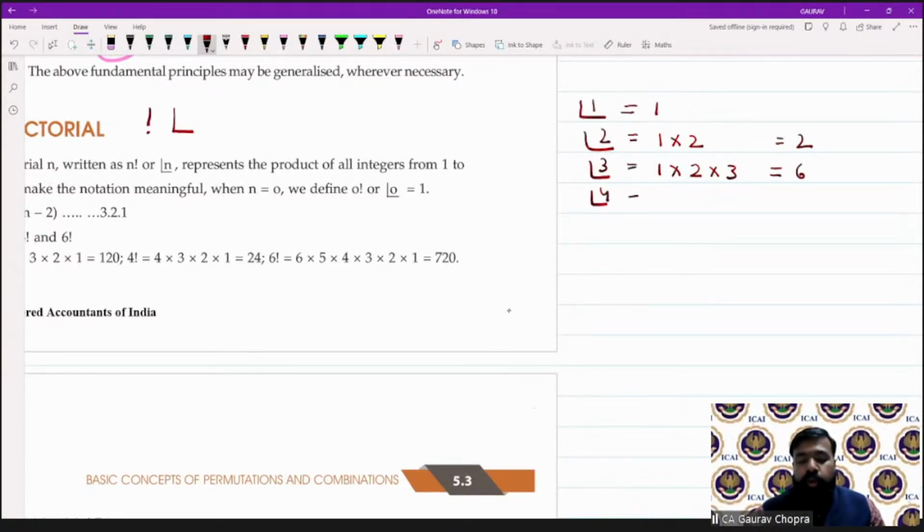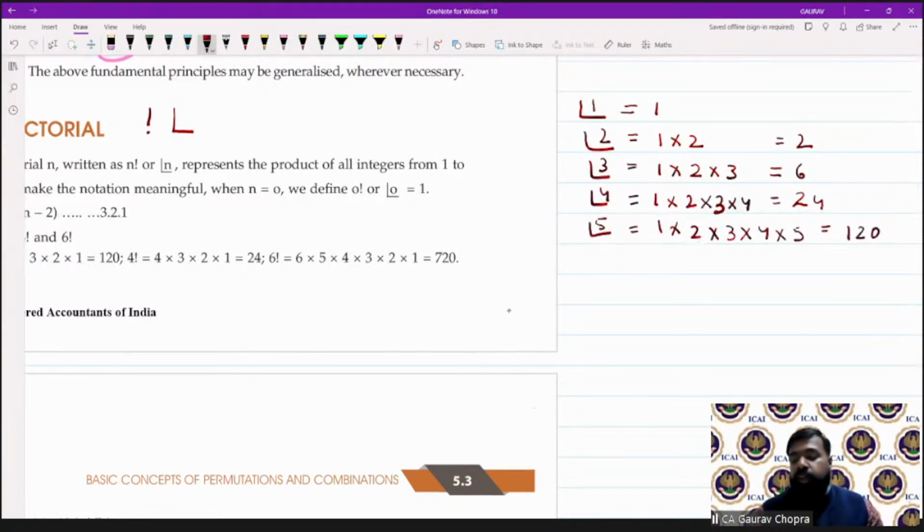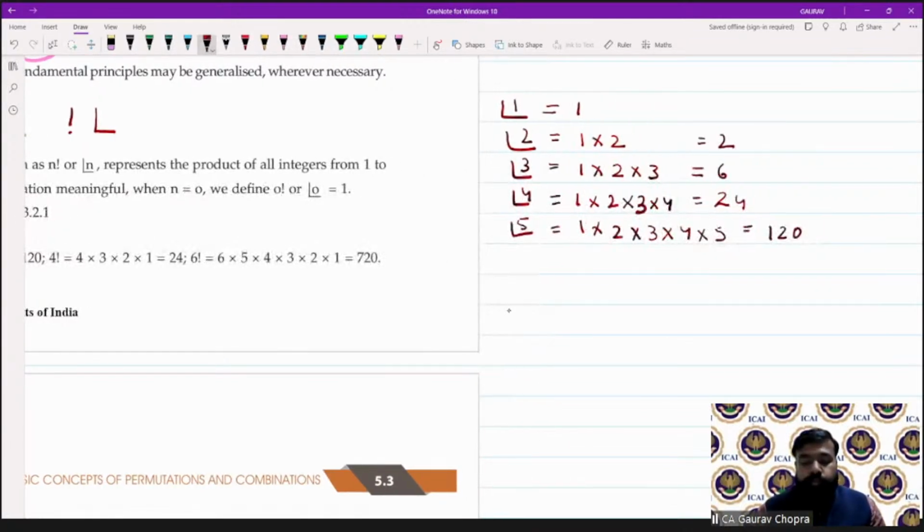Then factorial 4. From 1, we can start multiplying. So 1 into 2 into 3 into 4, it becomes 24. Factorial 5 is 1 into 2 into 3 into 4 into 5. So it becomes 120. Then factorial 6: 1, 2, 3, 4, 5, 6. It becomes 720.